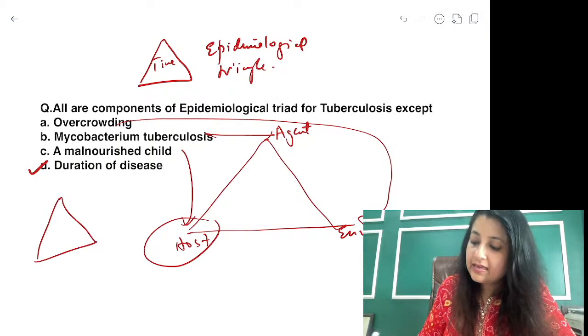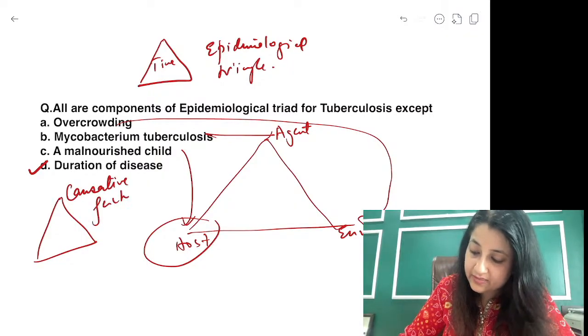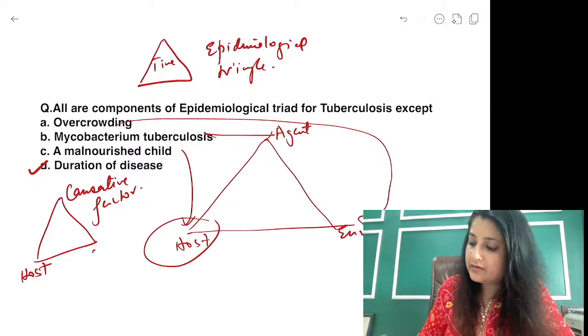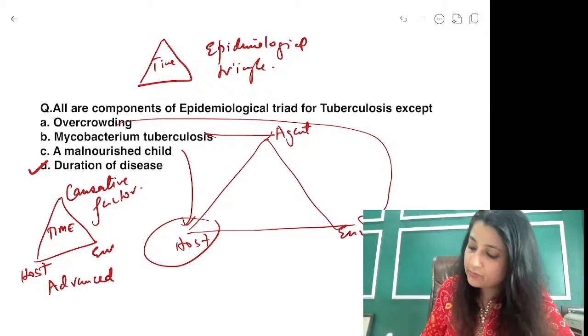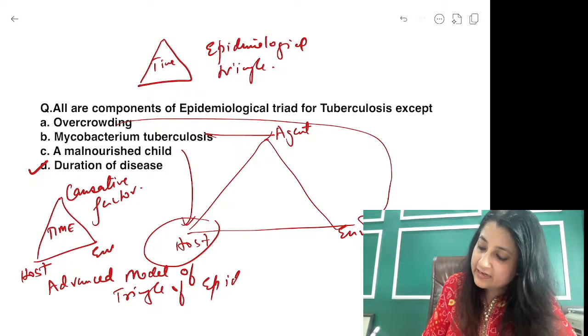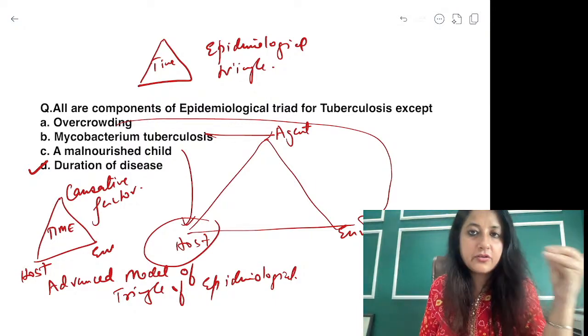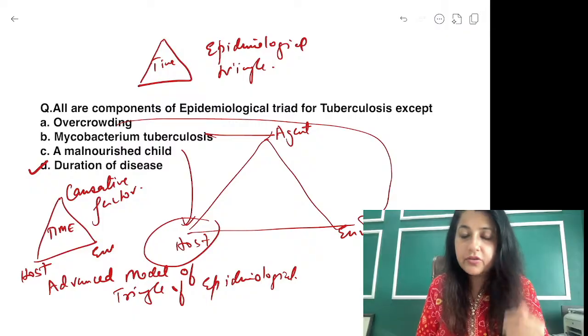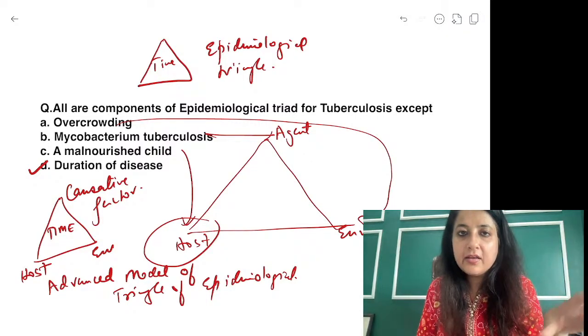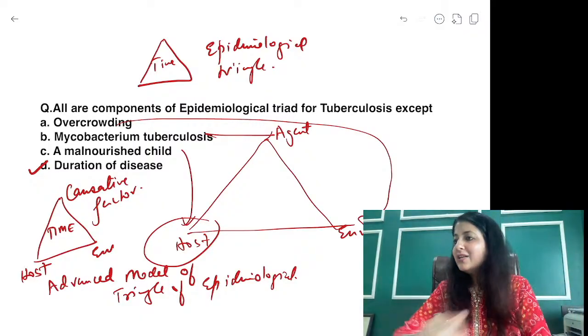And there is one where agent is replaced by causative factors. Agent replaced by causative factors, host, environment. This is what? Time. This is what? Advanced model of triangle of epidemiology. Okay, instead of asking you directly what is epidemiological triad, interaction and interdependence of agent host environment, I can ask it this way. So you all had to figure out that okay, agent is TB, overcrowding is environment, malnourished child is host. Okay. So that's it for today, guys.